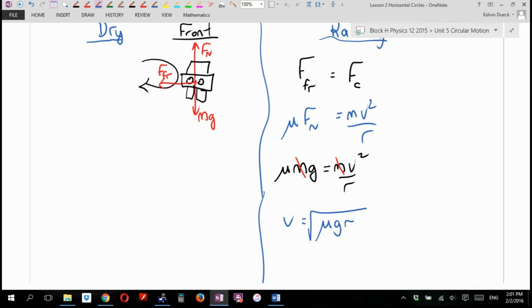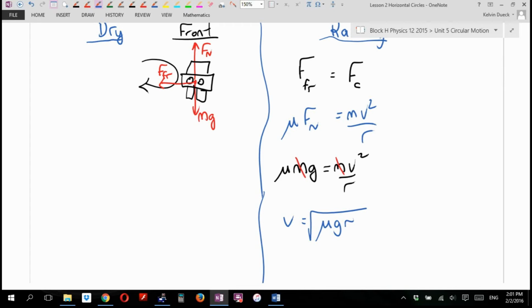Okay. Do I know r, the radius? Yeah. Do I know g? 9.8. Oh, what don't I know? I bet you I'll find that when it's dry. And then it says when it's raining, mu drops to 1/2. Oh, I'll just divide it by 2.